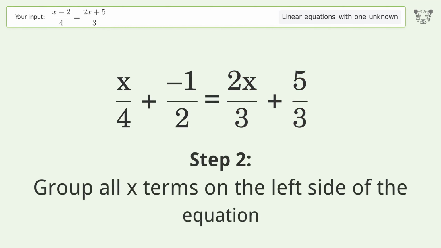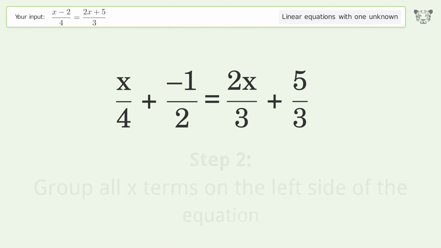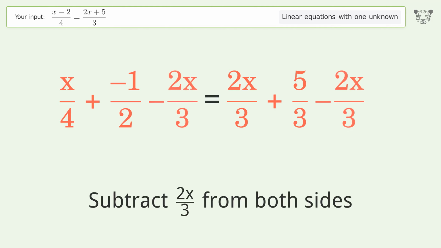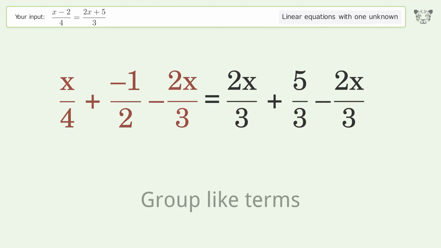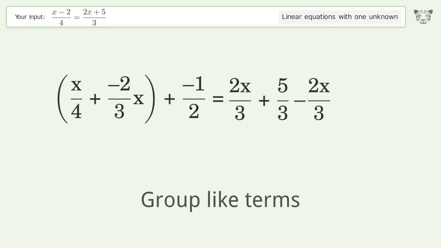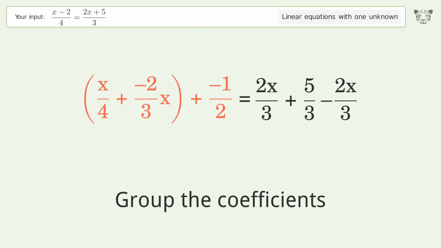Group all x terms on the left side of the equation. Subtract 2x/3 from both sides. Group like terms. Group the coefficients.